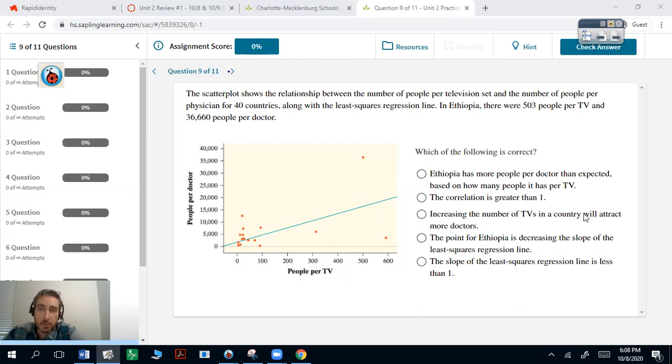Increasing the number of TVs in a small country will attract more doctors. If I increase the number of TVs, that's not necessarily going to attract more doctors. The point for Ethiopia is decreasing the slope. That's pulling it up, so it's not decreasing. And the slope of the least squares regression line is less than 1. Well, that's a positive slope, but right here, that point's unusual: there are more people per doctor than expected based off of the high TV. We'd expect that point to be over here, but it's not.